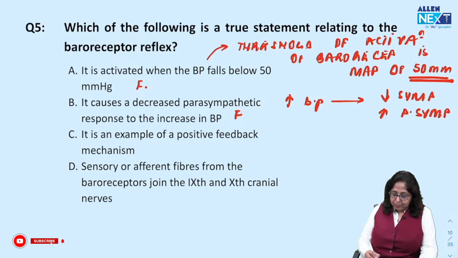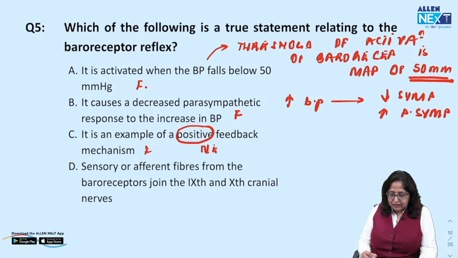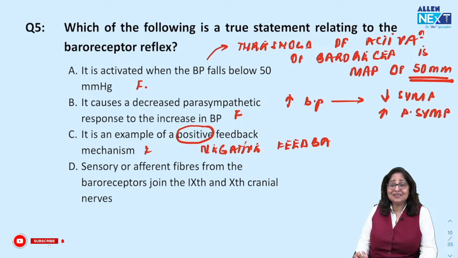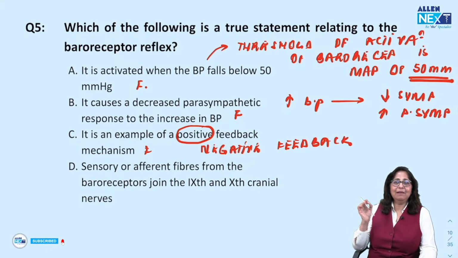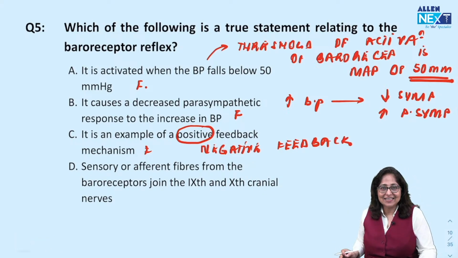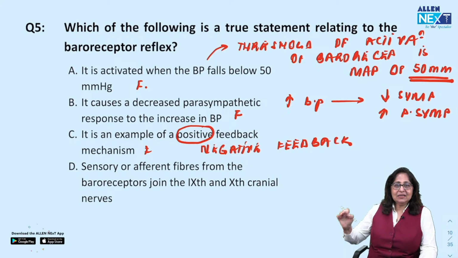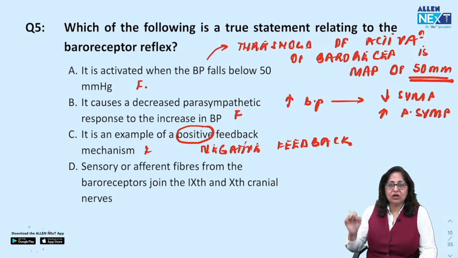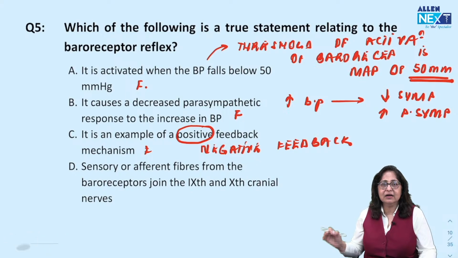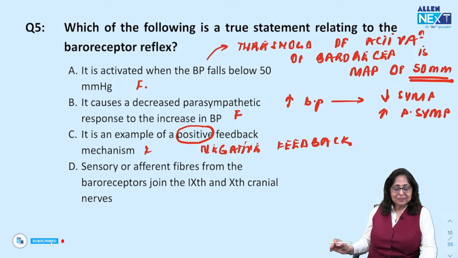It is an example of positive feedback. This is also false. This is an example of negative feedback. Please remember, negative feedback mechanisms are stabilizing. They help to maintain homeostasis. What is homeostasis? Maintenance of nearly constant conditions in the internal environment. So this is an example of negative feedback.